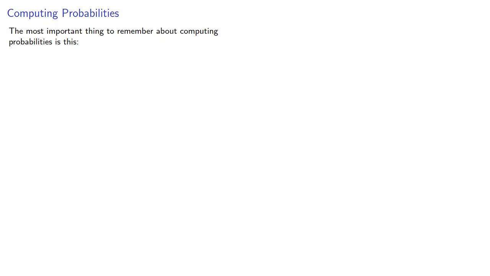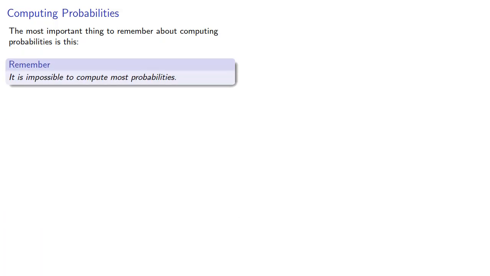The most important thing to remember about computing probabilities is it's impossible to compute most probabilities. So let's compute some probabilities. The very few cases where we can involve equally likely outcomes.